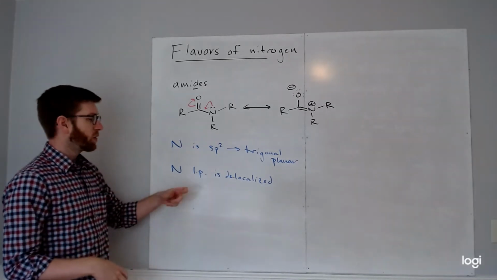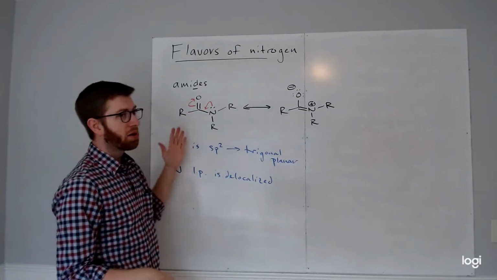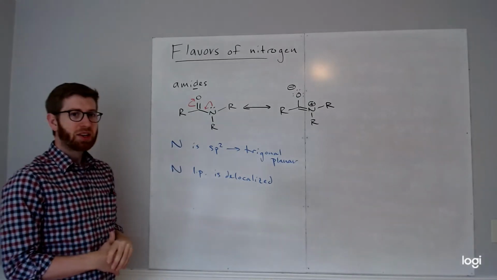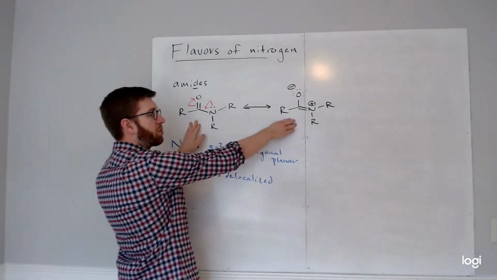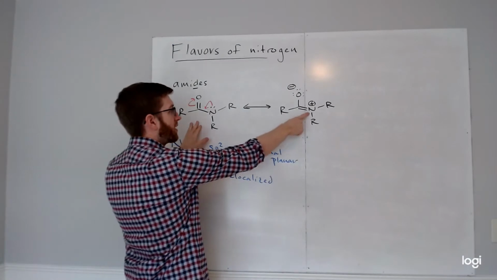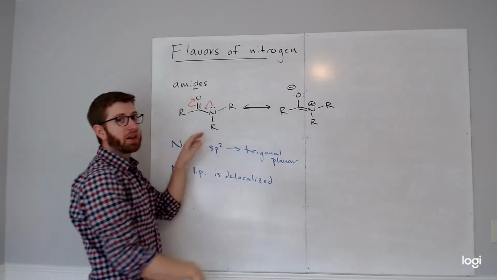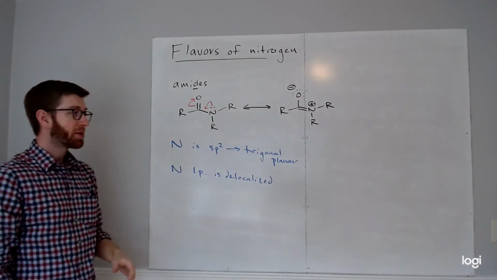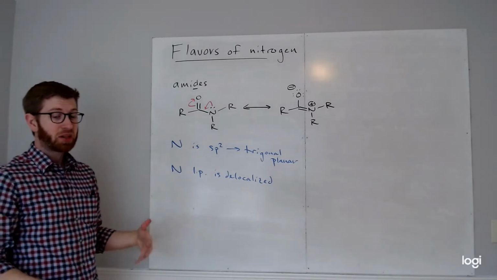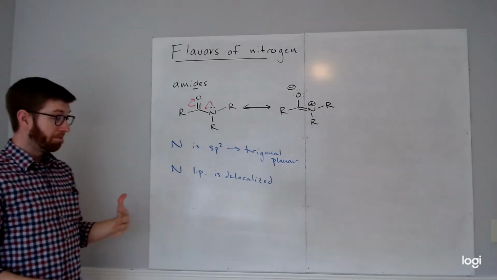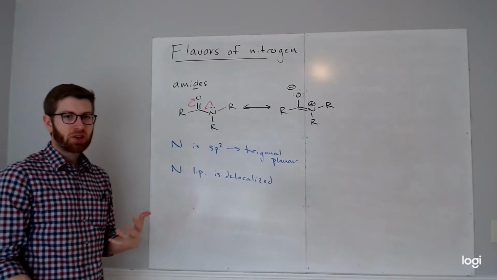So we know that this lone pair is delocalized. I'm showing that here just to tie this back to the hybridization. If these two structures both exist simultaneously, this nitrogen needs to be able to form a pi bond, which means it needs to be sp2 hybridized. So that's one of the differences between an amide and an amine: the hybridization of nitrogen.